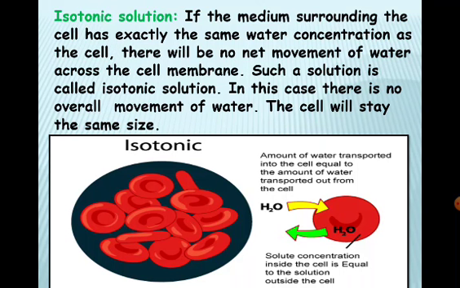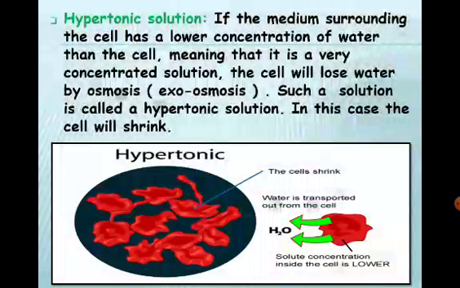So if we place any cell in this solution, what will we get? There is no change in the shape of the cell. Okay, so we will get the same size of cell. Then the next type of solution is hypertonic solution. So if the medium surrounding the cell has lower water concentration, then it is considered a hypertonic solution.